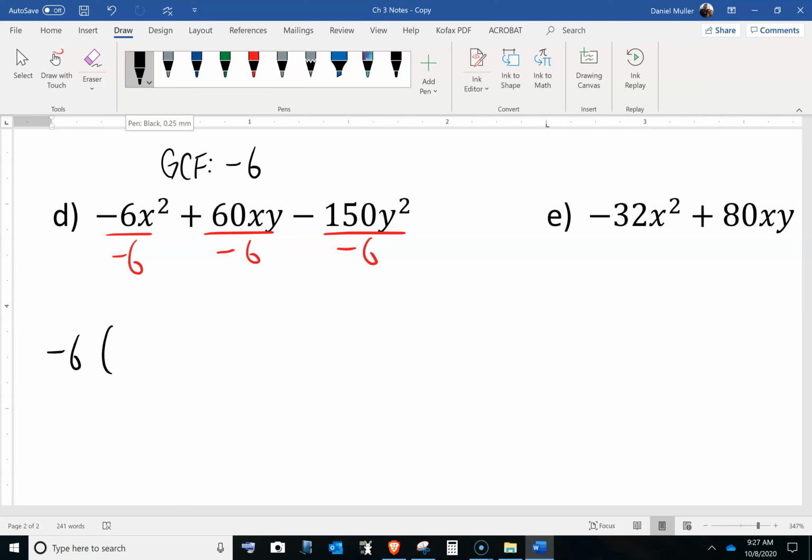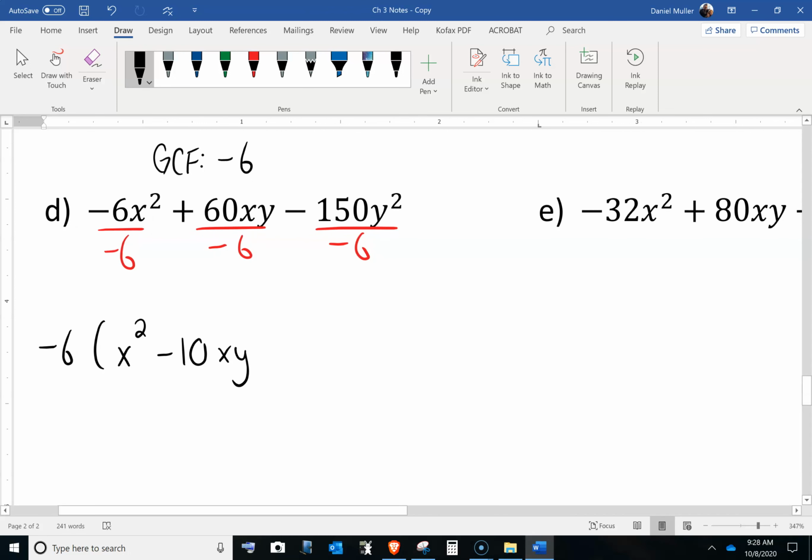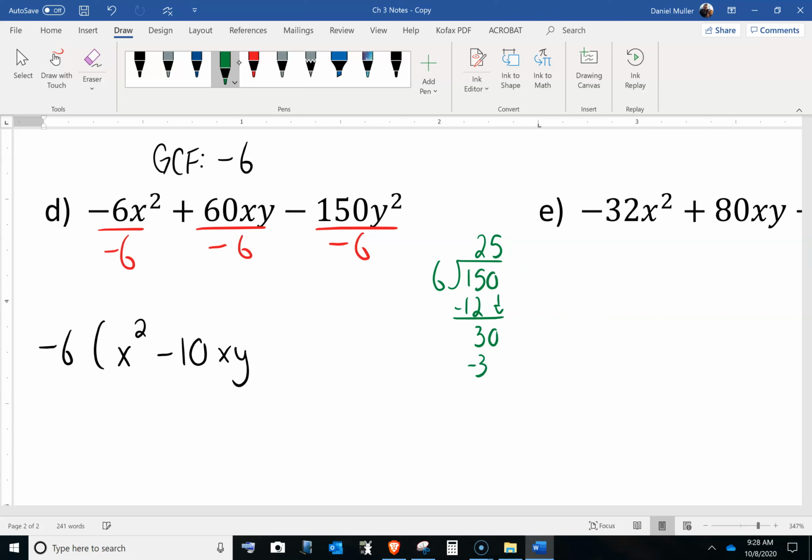-6 over -6 is 1, and then we're left with an x squared. 60 over -6 is -10, and we're left with an x and y. And -150 over -6. If you want to, you can do that off to the side here. You can go, okay, 6 into 150. 6 goes into 1 no times, but it does go into 15 twice. 2 times 6 is 12, which gives you a 3, and you can carry down this 0. 6 goes into 30 5 times exactly. So -150 divided by -6 is a positive 25, and there's a y squared left over.